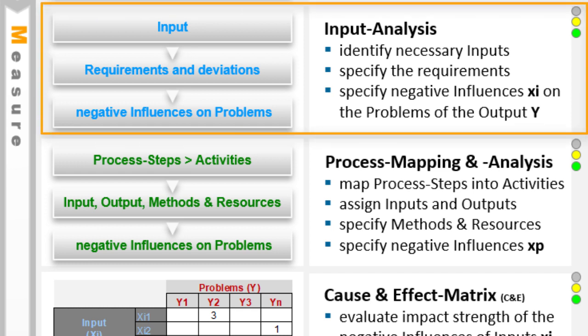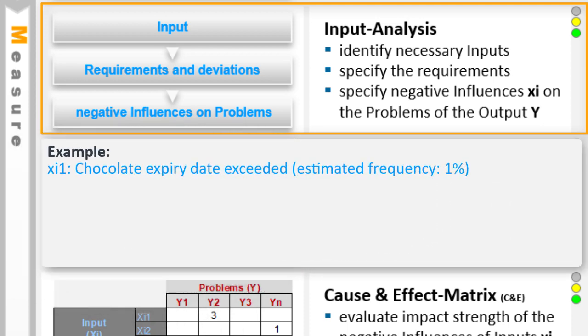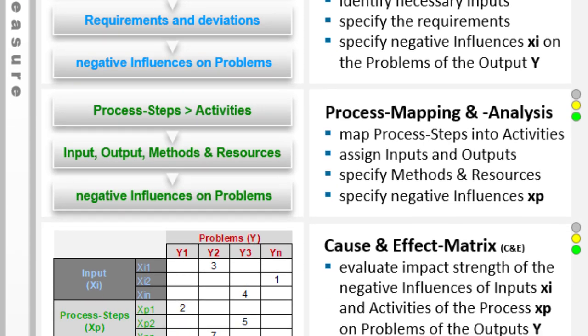First, the external inputs are analyzed, listed already in the SIPOC. The requirements of the process on these inputs are evaluated here, as well as their deficiencies, which might have a negative impact on the outputs and trigger its problems.